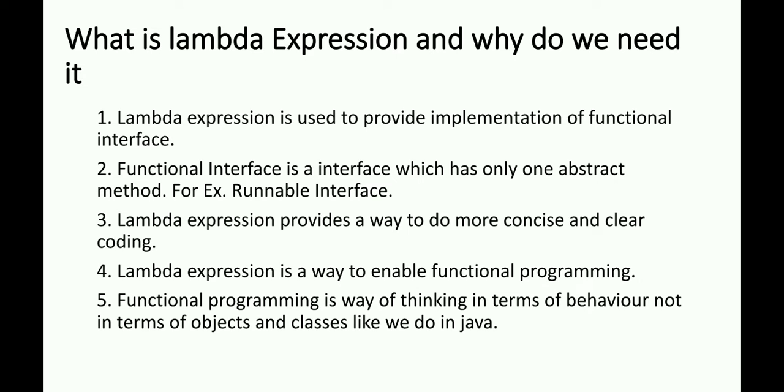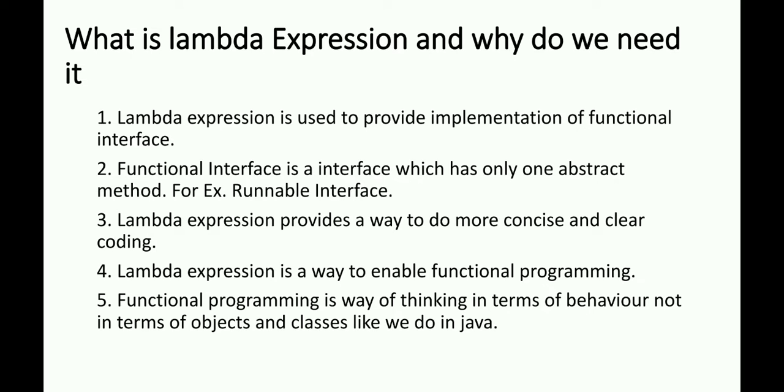So first point is lambda expression is used to provide implementation of functional interface. So what is functional interface? Functional interface is an interface which has only one abstract method, for example, Runnable interface in multithreading. Third point, lambda expression provides a way to do more concise and clear coding. We will understand this point with the help of examples in the next slide.